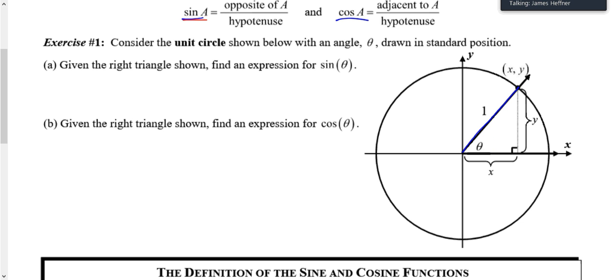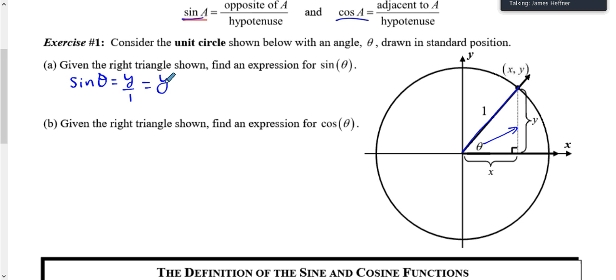So in part A, given the right triangle, find an expression for the sine of theta. Sine is opposite over hypotenuse, isn't it? So in this triangle, our sine of theta would be what over what? The hypotenuse of the triangle is 1. Opposite over hypotenuse. What is that side labeled, the side opposite the angle? y. y over 1, which just equals y. So the sine is just whatever that vertical distance is.